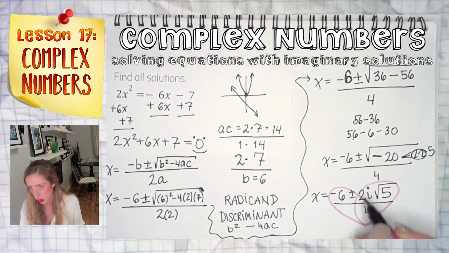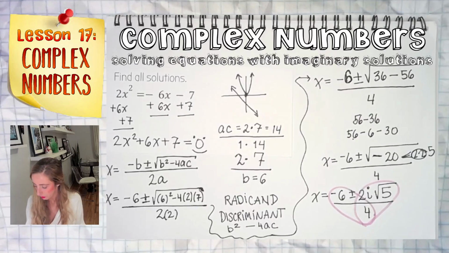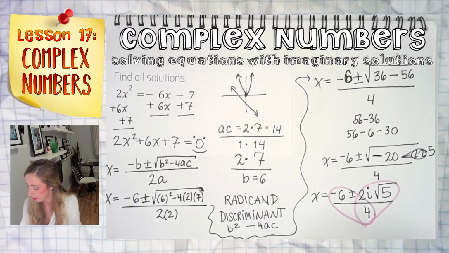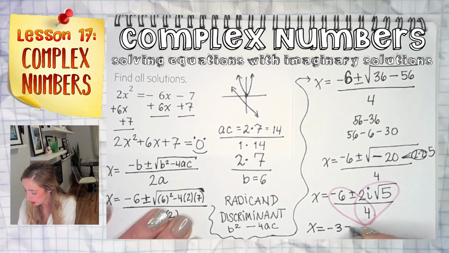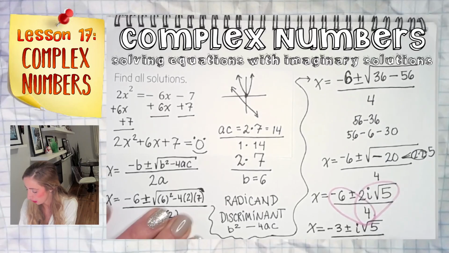So I'm going to knock a 2 out of everybody here, okay? Negative 6 will become negative 3. 2 will become 1, or just i. And the 4 in the denominator will become a 2. So this is the first example where we actually still have something in our denominator because it didn't fully simplify. x equals, and that's fine. There's nothing wrong with that. Negative 3 plus minus i root 5 all over 2.